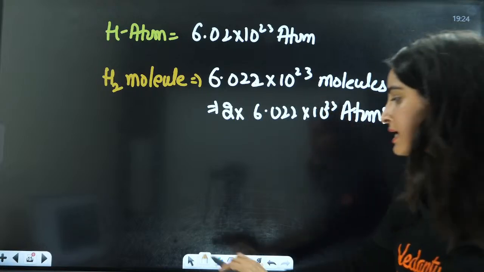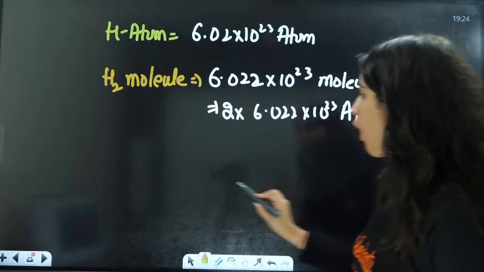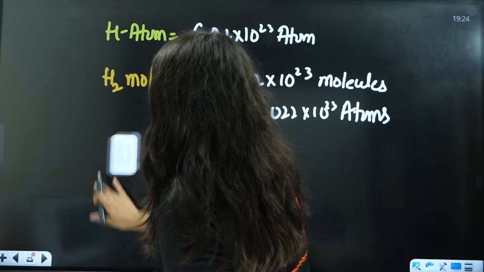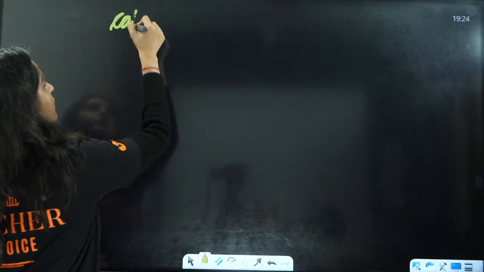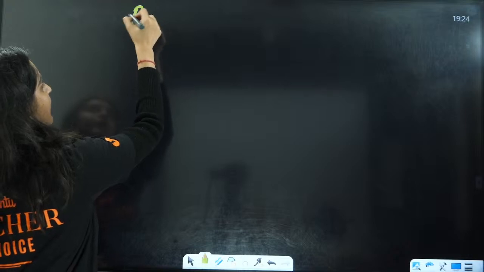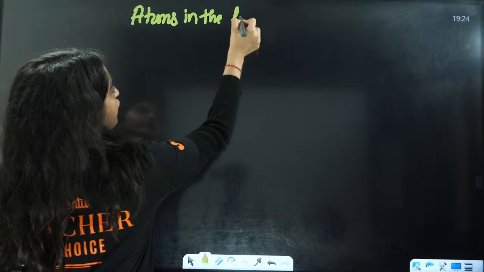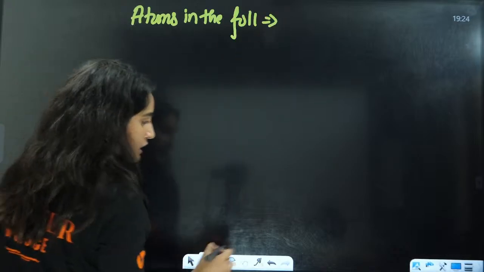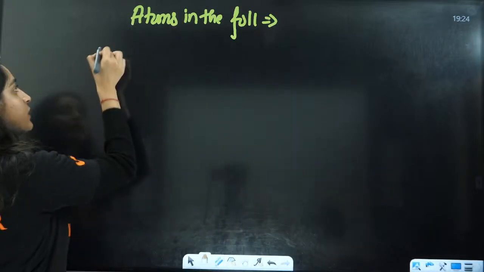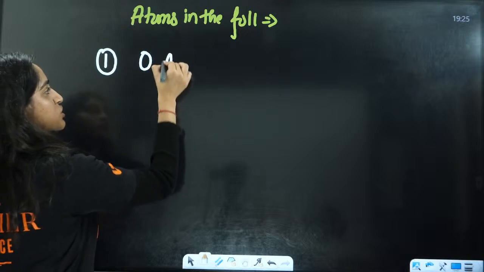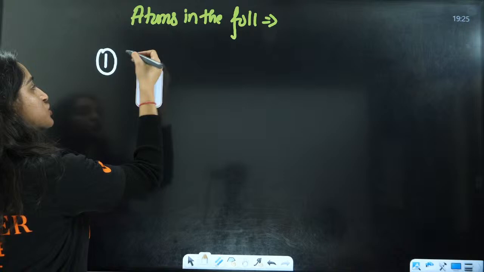Okay, if I am talking about an oxygen atom, for example, I am writing here: calculate atoms in the following. You have to calculate atoms in the following. The first part I am talking about here is oxygen, 1 mole of oxygen atom.